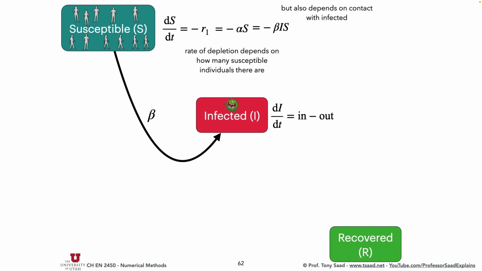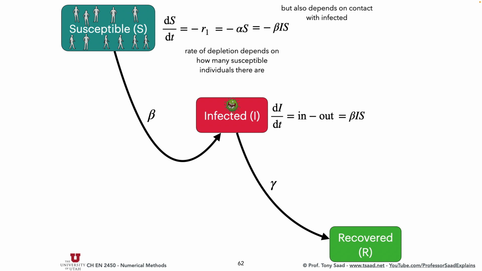Okay, now infected, there is people coming in and people leaving, because eventually when they leave the infected, they're going to be recovered. But we know the rate at which they're coming in. It needs to be the same rate as people leaving from susceptible. So the rate of people coming into infected is exactly plus beta IS, because the rate of people leaving the susceptible is minus beta IS. It needs to be positive because it's coming into the infected compartment, right?